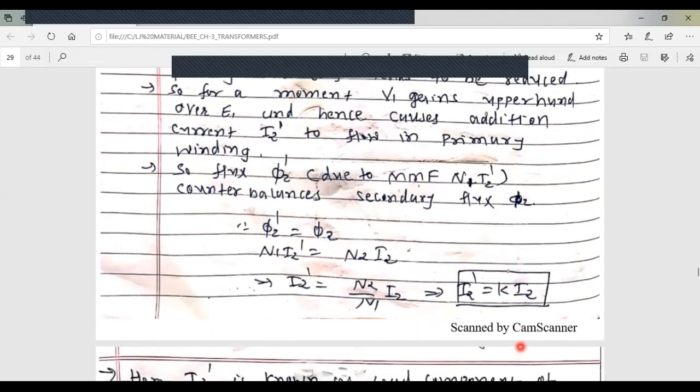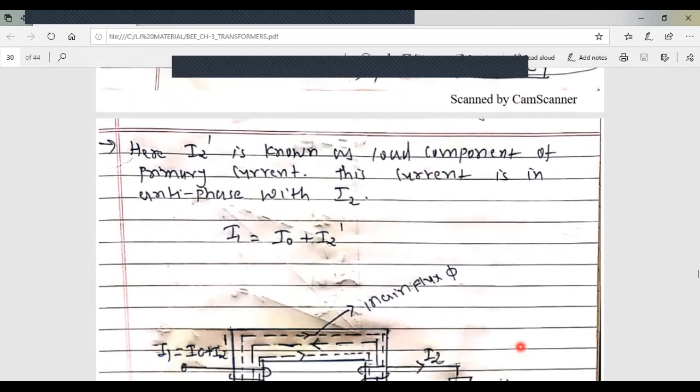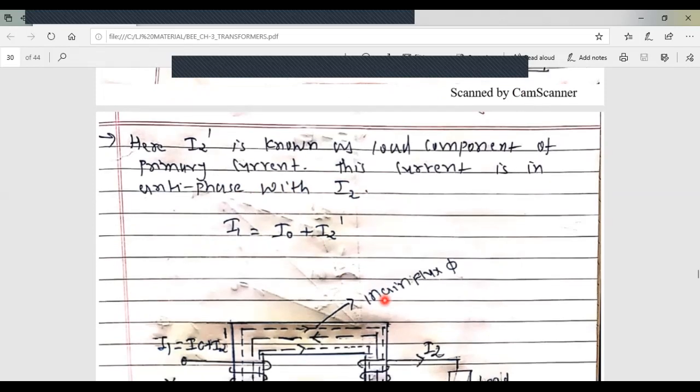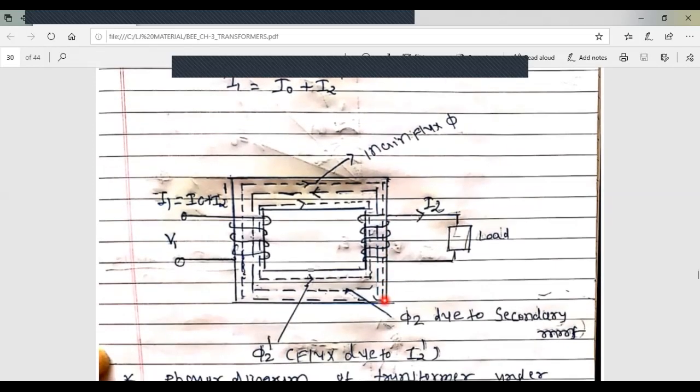Now you have to keep in mind this important relation: the total primary current I1 is nothing but the addition of I0 and I2 dash. And this is the figure of the practical transformer on load condition. Here I0 plus I2 dash is I1, the total current in the primary winding, and I2 is the current in the secondary winding, and these are the three fluxes phi, phi2 and phi2 dash.